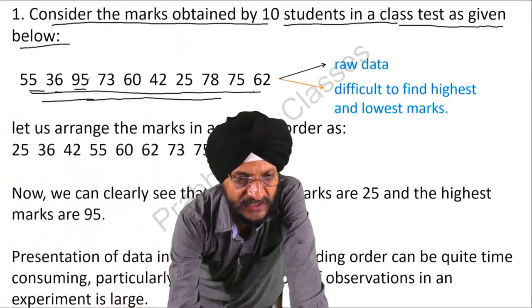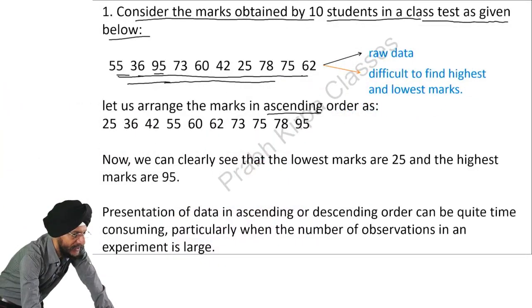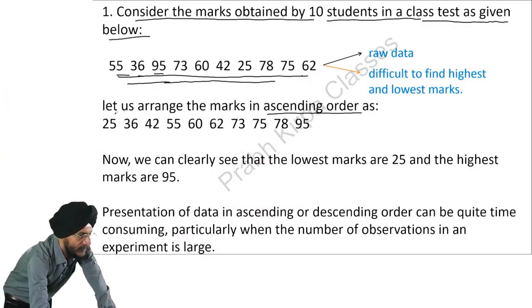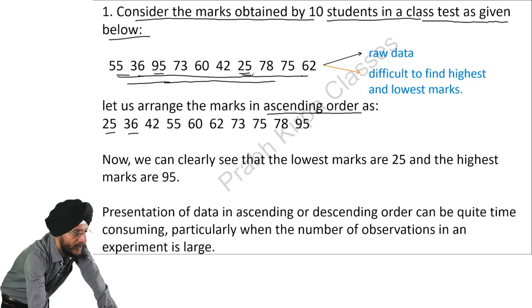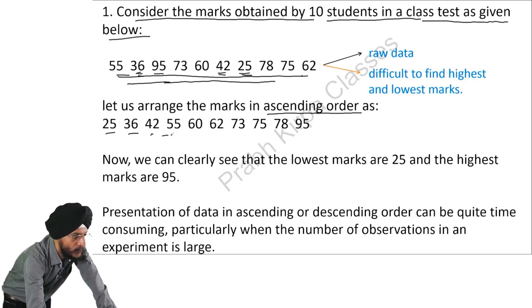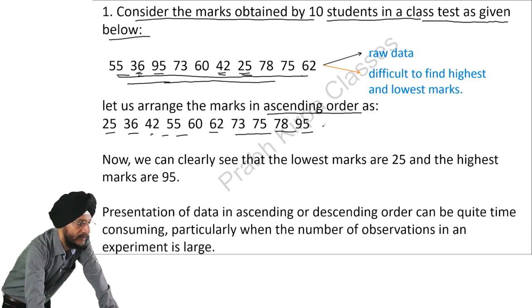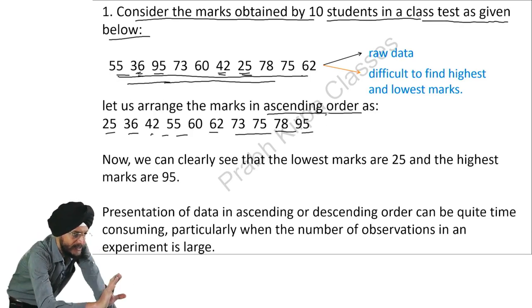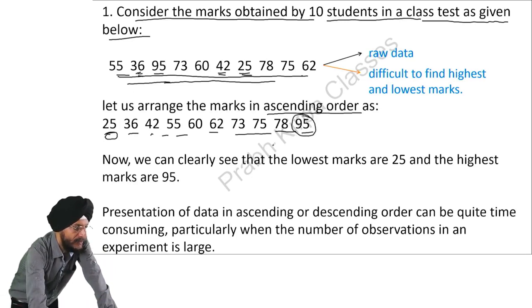Let us arrange these marks in ascending order, in the increasing order. Here we have rewritten. After going through the same, we observed that 25 is the lowest mark, and after that comes 36, after that comes 42, and so on. In the increasing manner, we have rewritten the data. So now we can easily say that the lowest marks are 25 and the highest marks are 95.